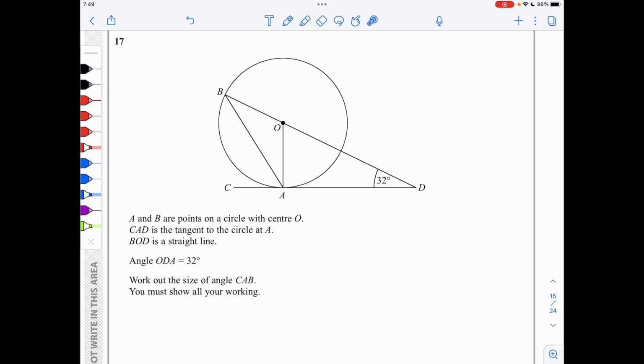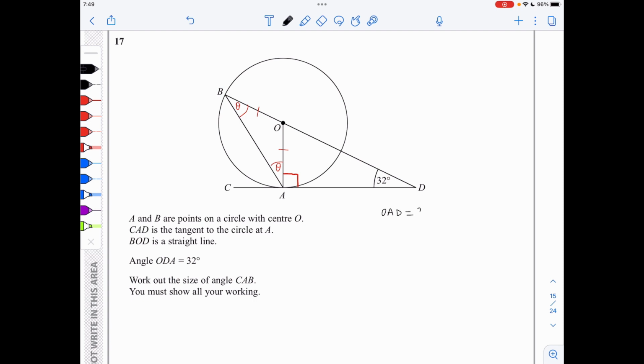In 17, we need to work out the size of angle CAB. So I'm starting off by identifying that OAD is a right angle because it's an angle between a tangent and the radius at the point of contact. And then the angle at B is theta, and the angle at A is also theta because triangle OAB is isosceles. So let's state this down.